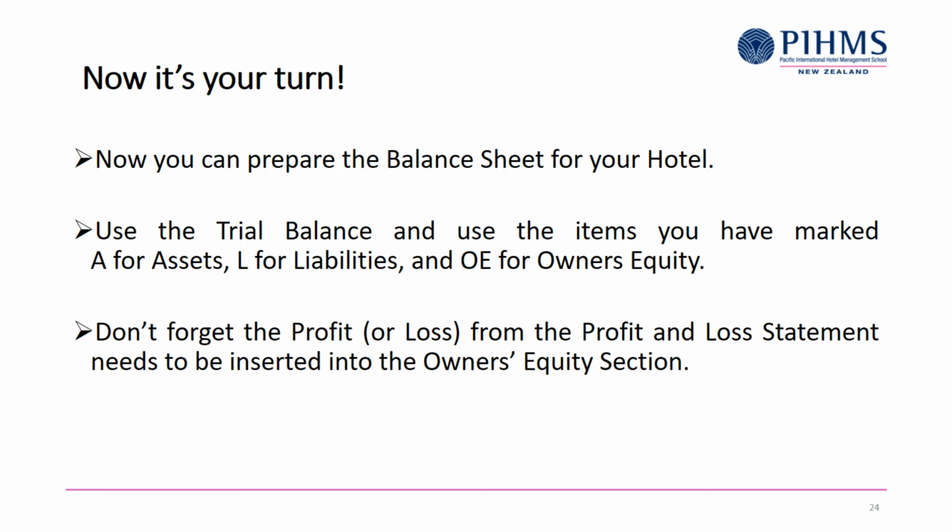So you can do it for yourself now using some of the exercises we've been using. Go through, prepare a balance sheet, use the trial balance, find all the items marked A, L and OE, and don't forget to use the profit and loss from your income statement, and that needs to go into the owner's equity section.